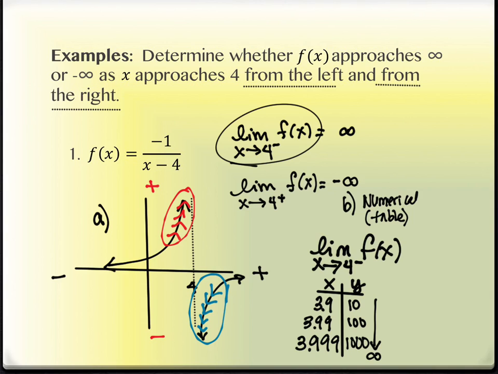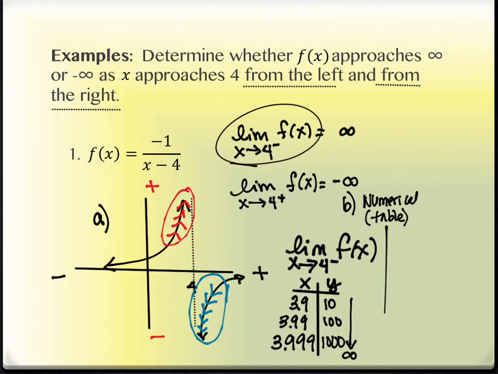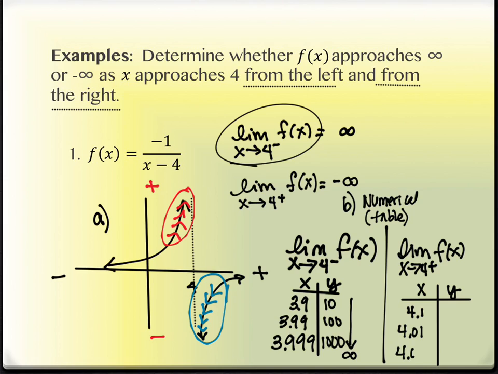And we're going to do the same thing from the right because we are asked to do both in this particular one. So this is our left one. And then we have the limit as x approaches 4 from the right on f of x. We have x, we have y. Now we need values that are slightly bigger than 4. What would those be? 4.1, 4.01, and 4.001. And if we go back to our calculator, I'm going to put those in, 4.1, 4.01, and 4.001.